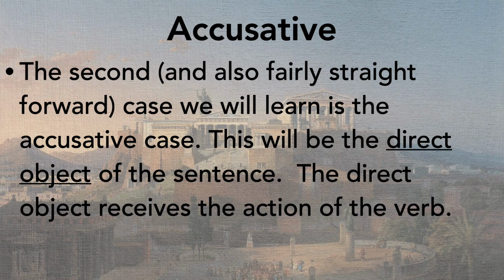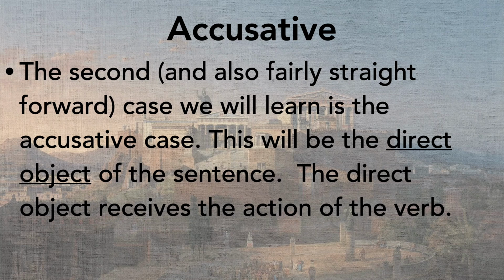The second, and also fairly straightforward case, also a pretty simple case that we're going to learn, is the accusative case. The accusative. You can see the word accuse in there, right? You think of somebody who's being accused as being on the receiving end of some sort of blame, an accusation or something like that. Okay, and that's kind of what's going on with this idea, because this will be the direct object of the sentence. The direct object is going to receive the action of the verb, as we talked about a little bit above.